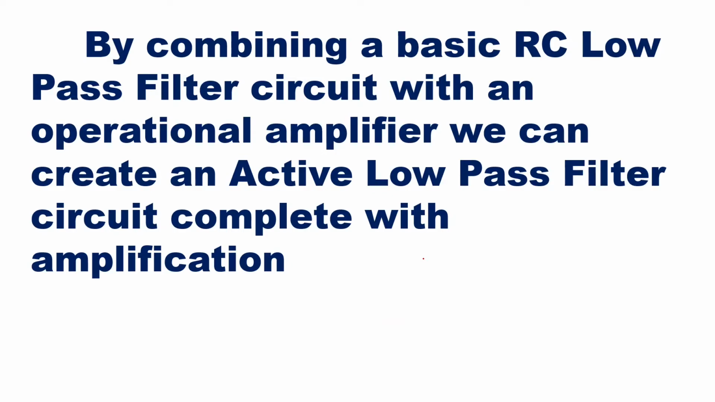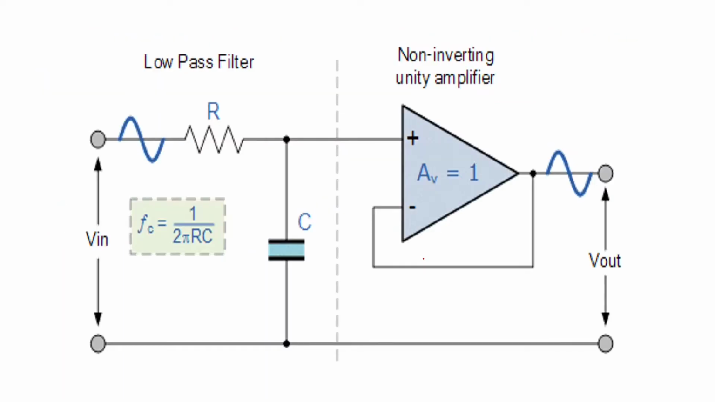Now, by combining a basic RC low pass filter, as I've told you earlier, with an operational amplifier (op-amp), we can create an active low pass filter circuit complete with amplification. So that will give you amplification. Output will be amplified as compared to the passive filter. If you see a circuit of a filter with an op-amp, this op-amp connection, whatever we have shown, is having unity gain. So gain we have not shown still.